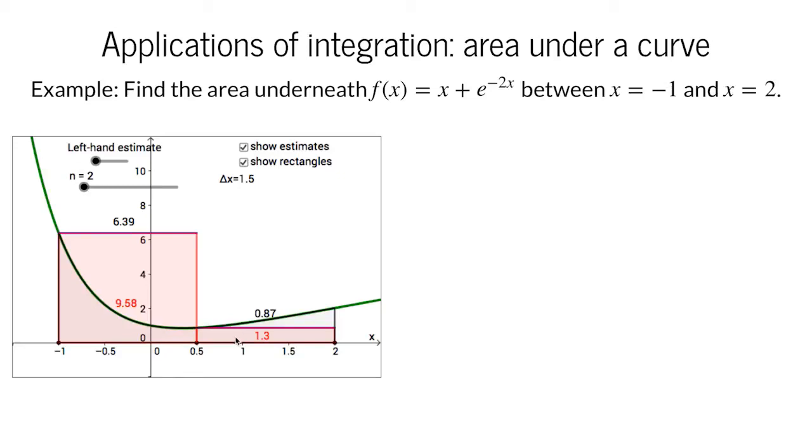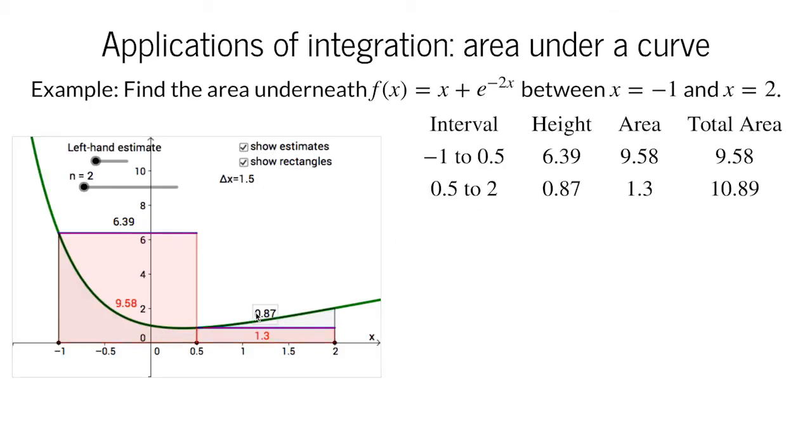The width of the total interval from negative 1 to 2 is 3, so the rectangle widths are exactly half that, which is delta x equals 1.5. We multiply the two heights by 1.5 to get the two areas, 9.58 for the first rectangle and 1.3 for the second rectangle. When we sum up these two areas, we calculate the total area as 10.89. Well, I actually get 10.88 when adding up these two numbers, but the computer is doing a more accurate job by not rounding until the end, and it gets 10.89.